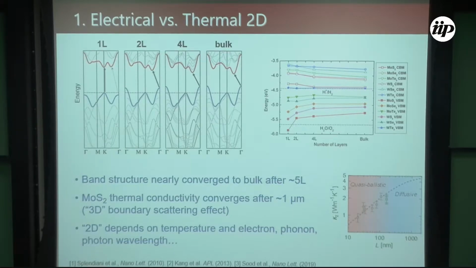So is that really a 2D effect or is that a 3D effect? I won't take sides. Well, I will take sides. It's a little bit more of a 3D effect, but I just want to point out that these obviously depend on what you're referring to.